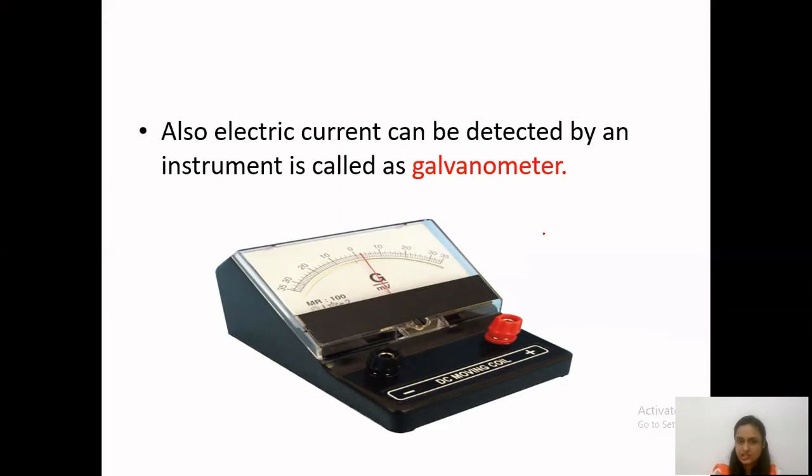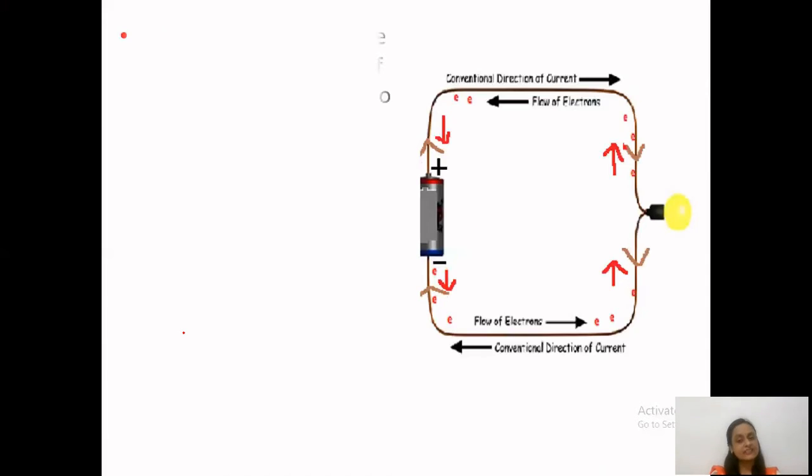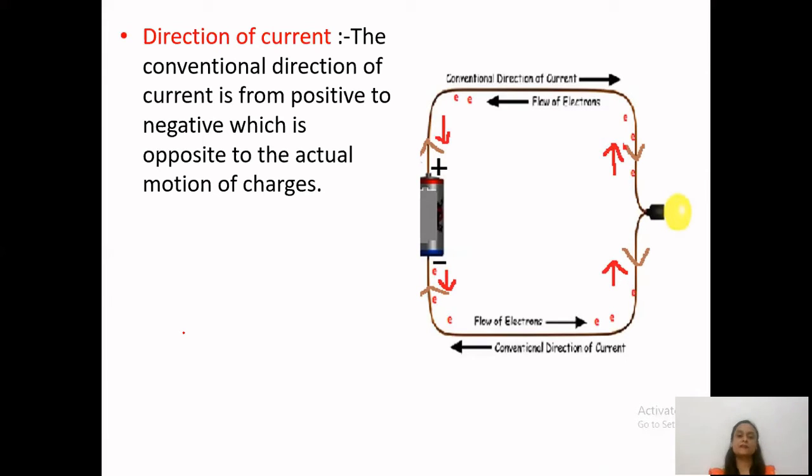If you have to measure the amount of current, we use an ammeter, and if you just have to detect the presence of current, we can use the galvanometer. Now let us discuss the direction of the electric current. Earlier, scientists believed that the direction of electric current is along the direction of the motion of the positive charge, because they thought that electric current is produced due to the motion of the positive charge.